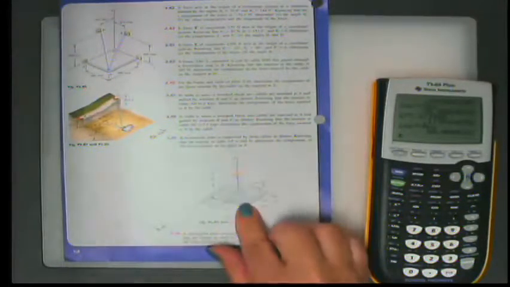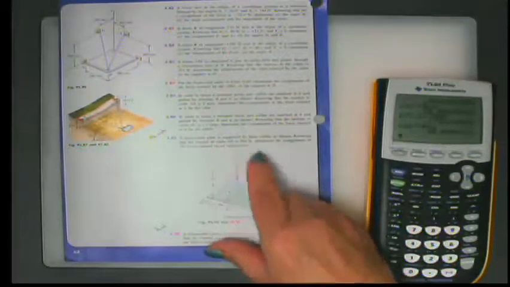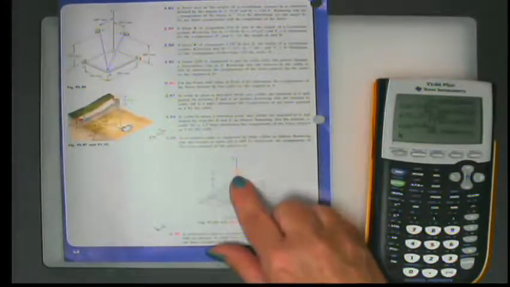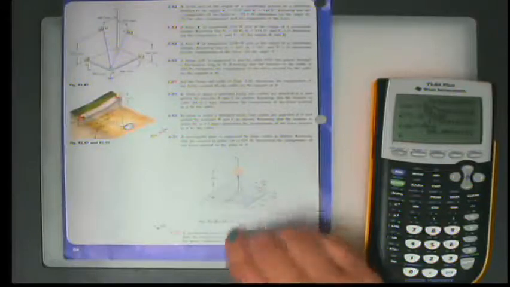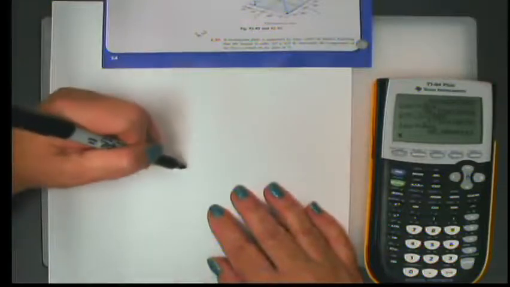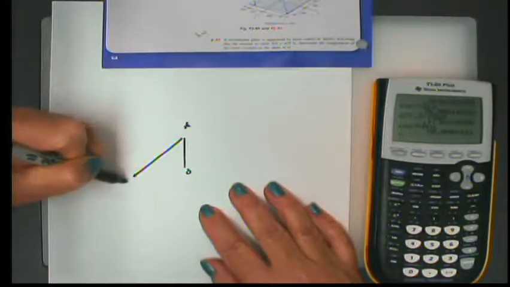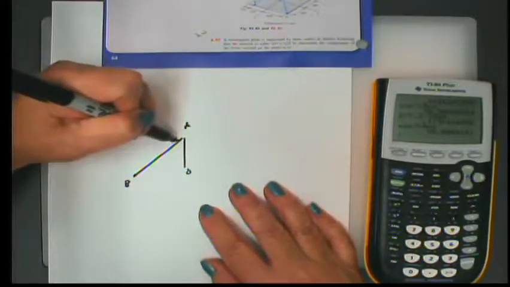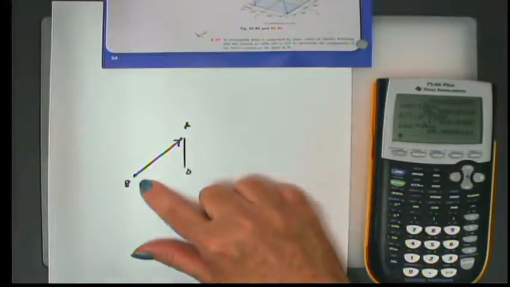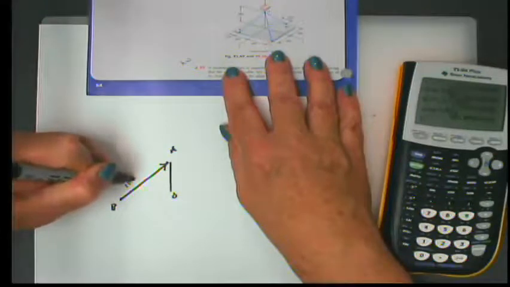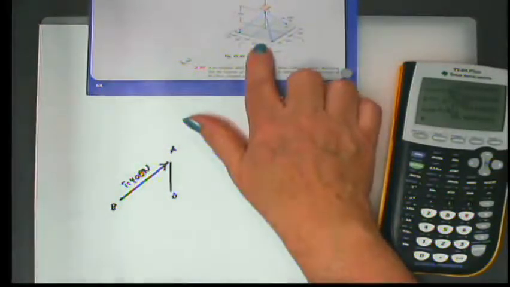It says a rectangular plate is supported by 3 cables. Knowing that the tension in cable AB is 408, determine the components of the force on the plate at B. All right, so once again, I do not have to draw the whole picture, but I have O to A, and I have A to B, and it's the tension of the cable on the plate. So the cable is pulling the plate up. Now this is a little bit different. We do know that this tension is 408 newtons.